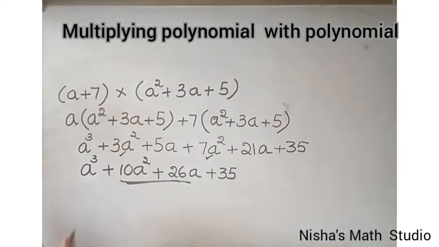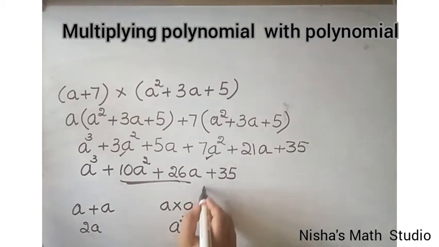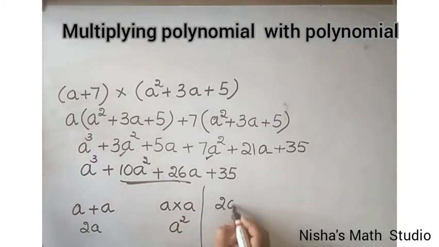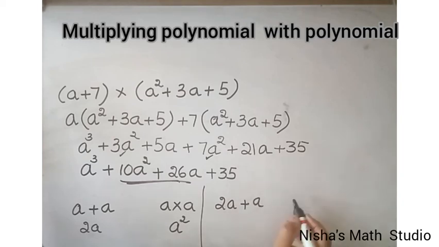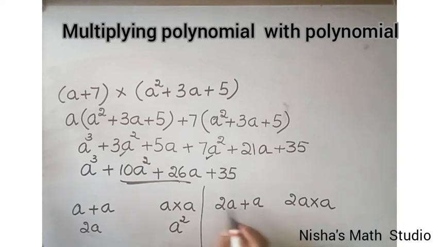Again, don't get confused between a plus a and a multiplied by a. A plus a is 2a, whereas a multiplied by a is a square. One more example, 2a plus a or 2a multiplied by a. This will give you 2a plus a is 3a, 2a multiplied by a is 2a square.